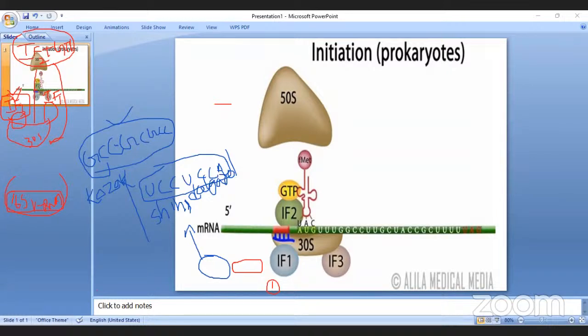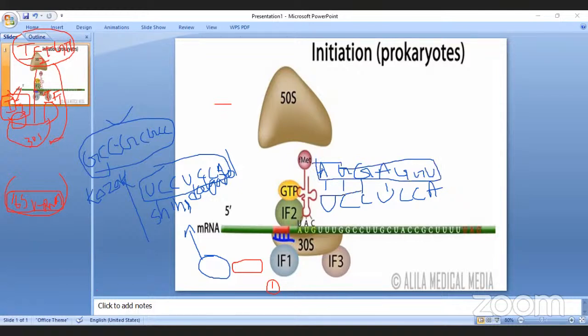Okay, sir. So what happened here? This is U, C, C, U, C, C, A. This is the rRNA sequence of Shine-Dalgarno. What about the mRNA sequence? A, G, G, A, G, G, U. So the mRNA sequence is complementary to this sequence. That is where they attach to each other. After that, it scans some distance and later reaches the AUG region.